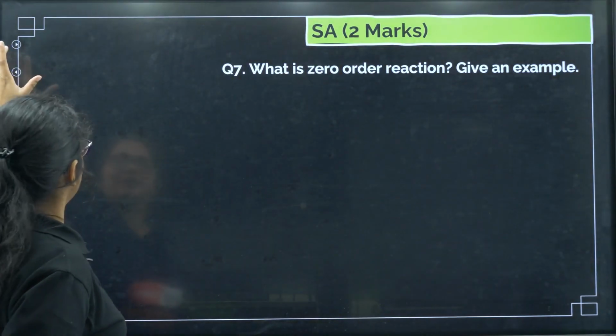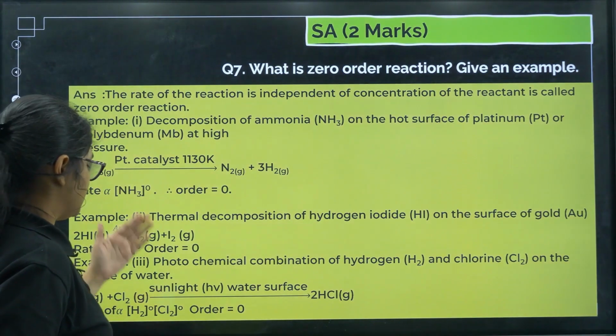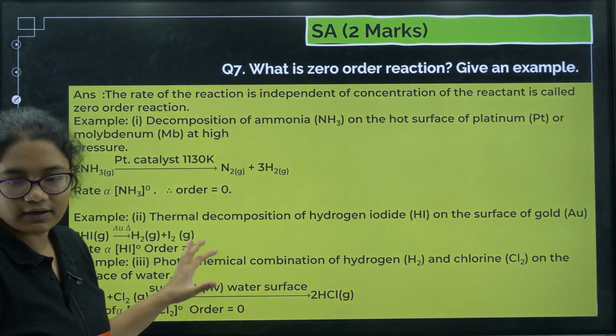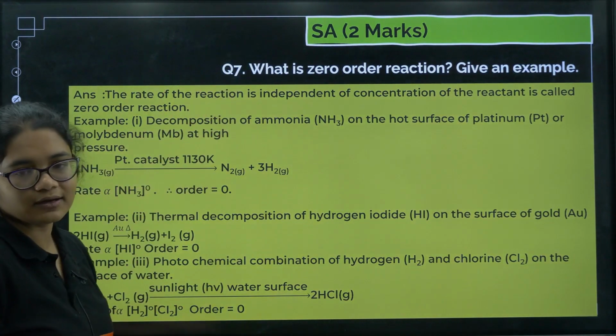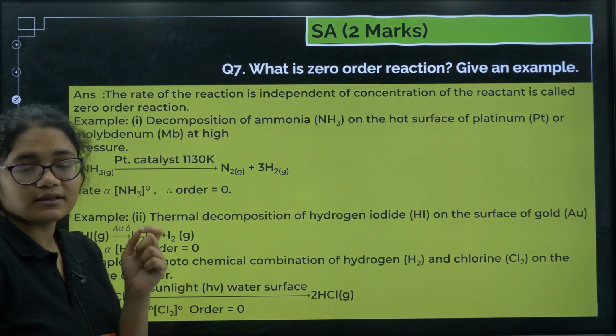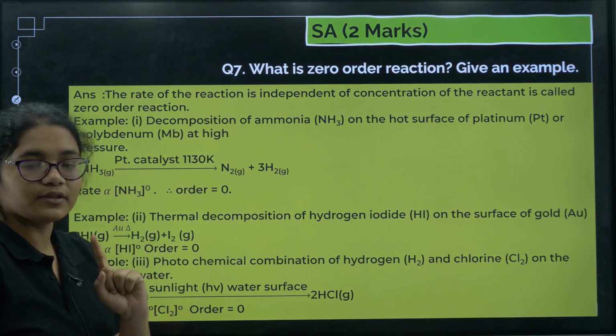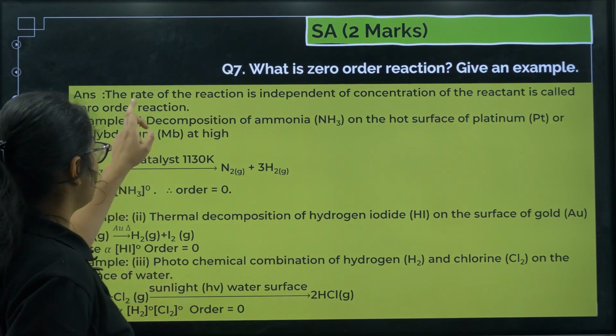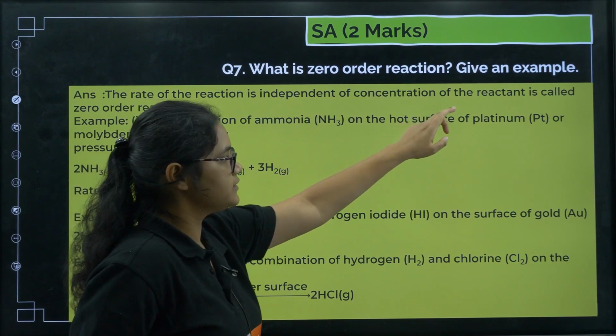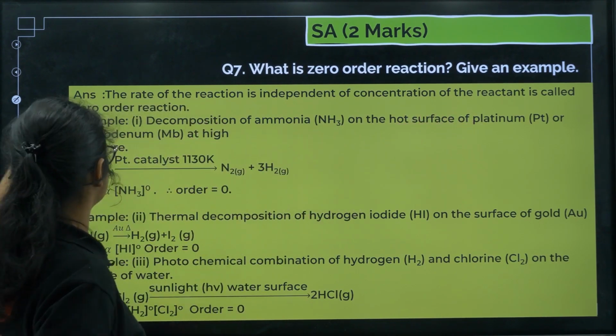Next, zeroth order reaction, give an example. So you can write any one. I have given you 3 examples, any one you can write down here. And what is zeroth order reaction? This type of reaction where the rate of reaction does not depend on the concentration. The rate of the reaction is independent of the concentration of the reactant is called your zeroth order reaction.